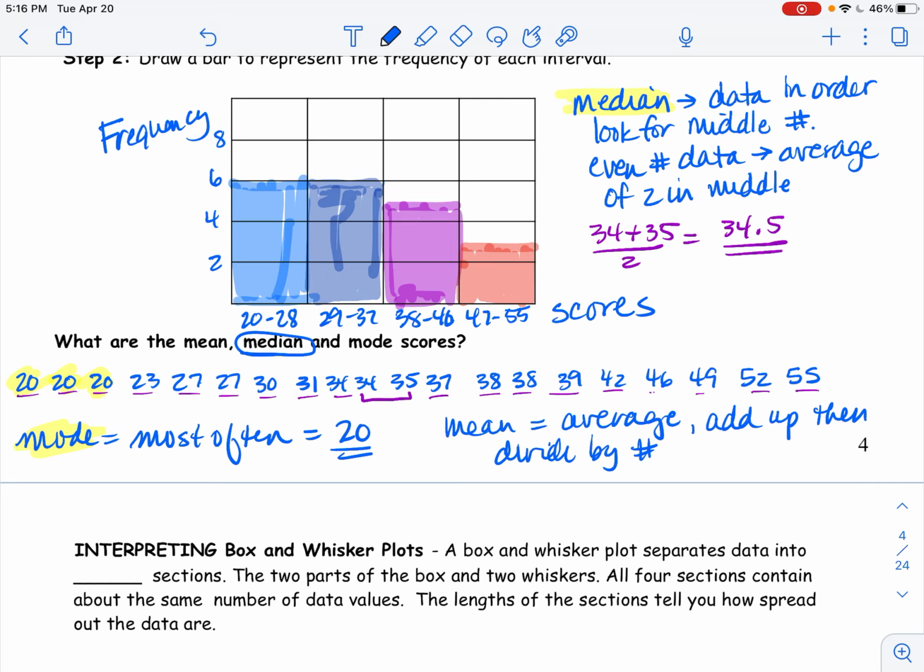Let me check. I'm getting out my calculator. 697, and you can double check me. So when I added up all of these numbers, I got 697. Well, 697 divided by 20 is about 34.85. And that's our mean.